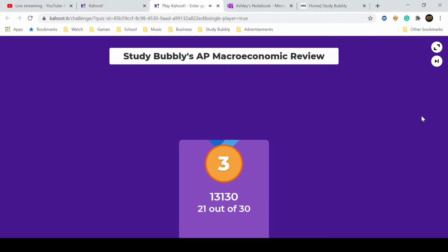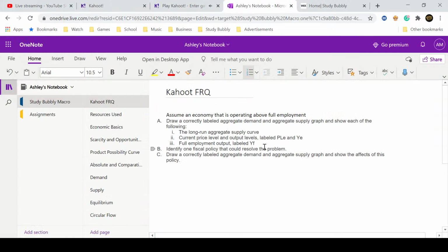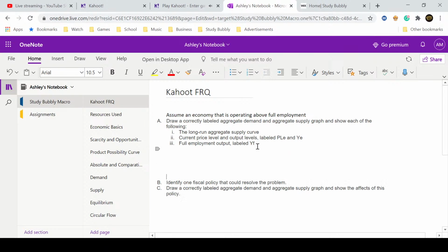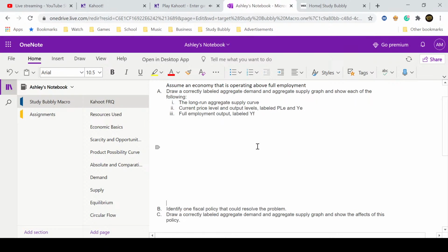So that was it. Hope you enjoyed. We also have an FRQ. Ignore that. It's pretty quick and simple. Usually, I think my teacher gave me 12 minutes to answer FRQs. So if you want to look at this one: assume an economy is operating at full employment. Draw the correctly labeled aggregate demand and aggregate supply graph and show the following. So you want to show all these. Pretty simple. Let me just make a space for that.